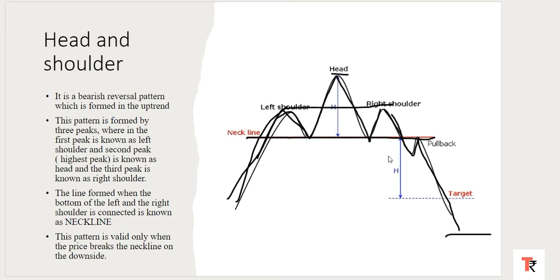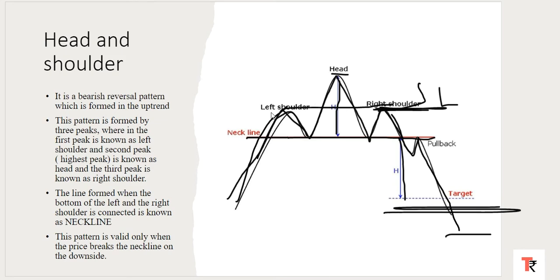If you are taking any short position here, you can place your stop loss at this level, that is the high of the right shoulder. And what would be the target? Usually it gives you a target of the difference between the neckline and the head. You can find this difference here as well, so your target would be here.